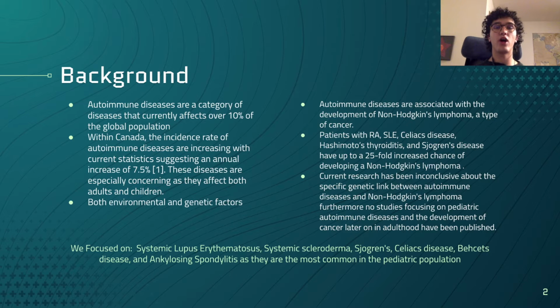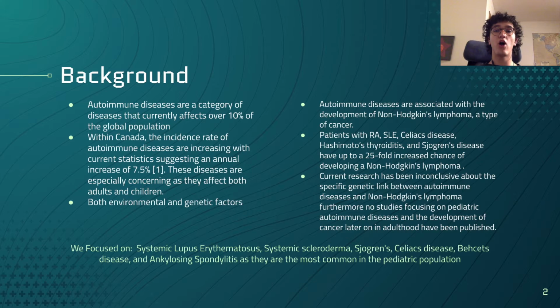So some background. Autoimmune diseases are a category of diseases that affect over 10% of the global population. Within Canada, the incidence rate of autoimmune diseases is increasing, with current statistics suggesting an annual increase of 7.5%. This is quite concerning as autoimmune diseases affect both children and adults. There are both environmental and genetic factors at play.